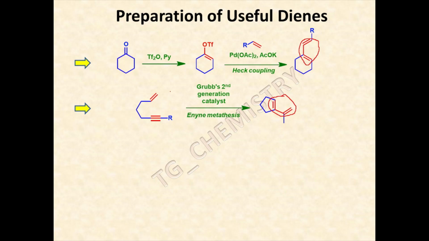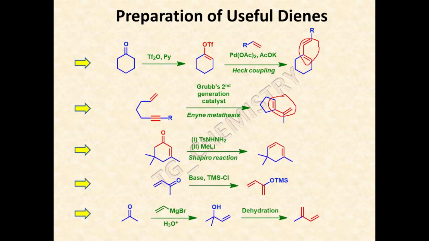I have three more examples here you can see. Yeah, so here you can see the enone system, which is this enone system over here, which is transformed by means of the Shapiro reaction in presence of tosyl hydrazine and methyl lithium into a cyclic diene system, and this is also an S-cis diene.